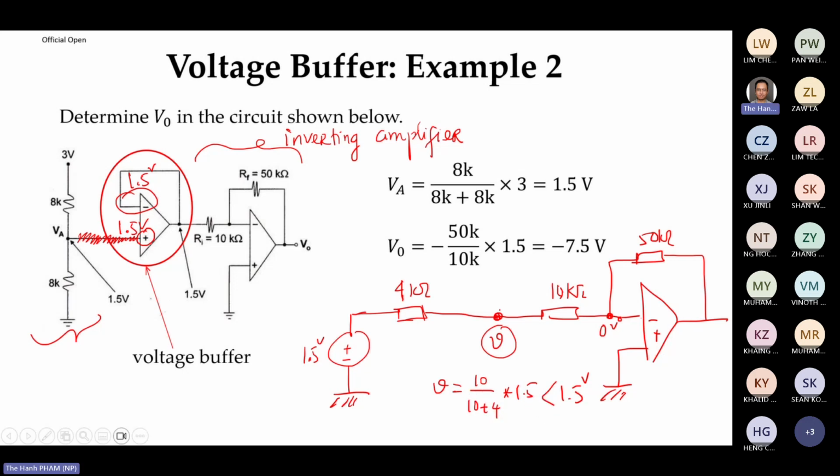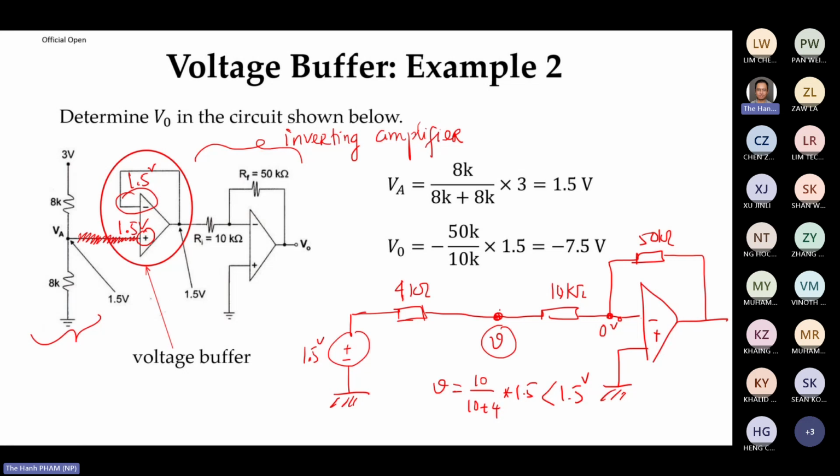Right, so without the buffer, you cannot have 1.5 volt coming from the point A. So this one is just to show you the benefit of having the buffer to separate this subsystem from this subsystem.